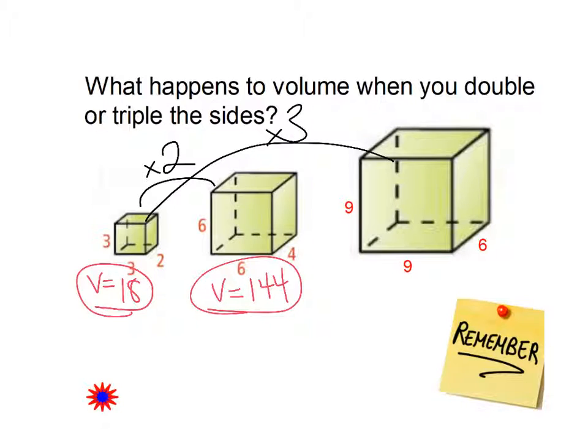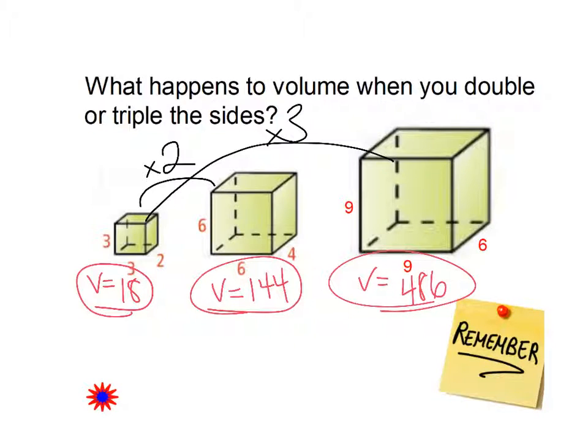And let's go ahead and figure the other volume, and then we'll come back and look at the relationship. So in this one, it's 9 times 6 times 9, and I get 486. And again, I'm always referencing back to the original here. I doubled the sides, but this way more than doubled the volume. I tripled the sides. This way more than tripled the volume.